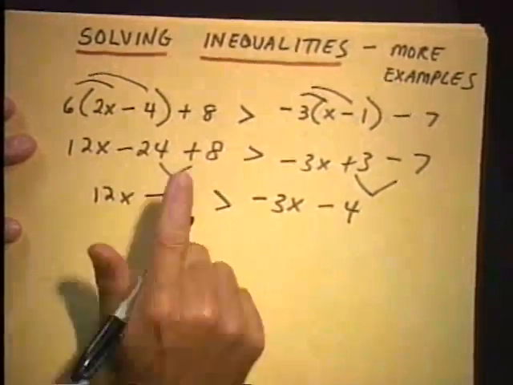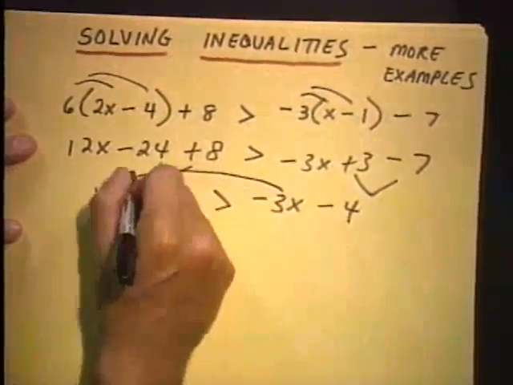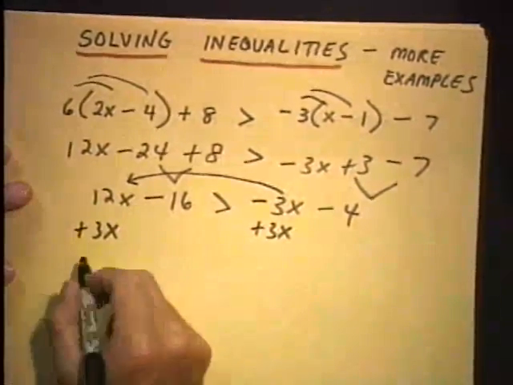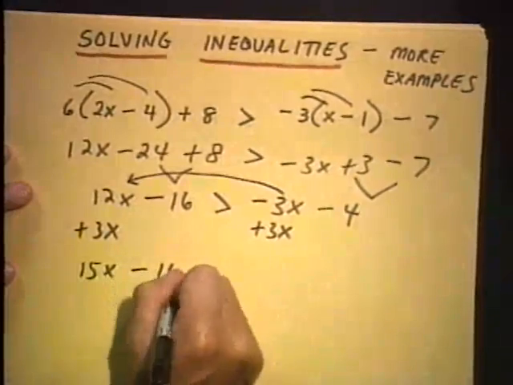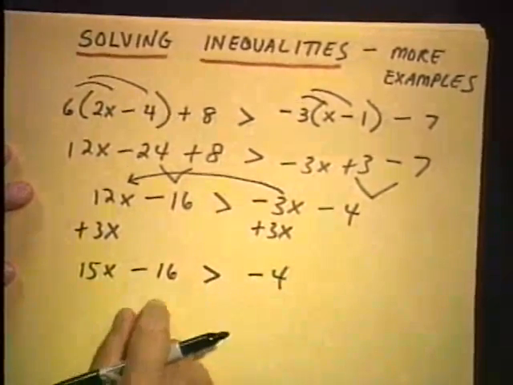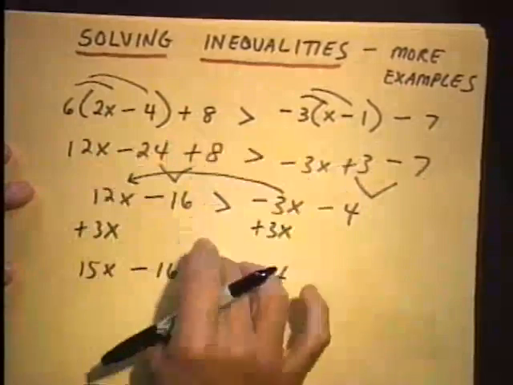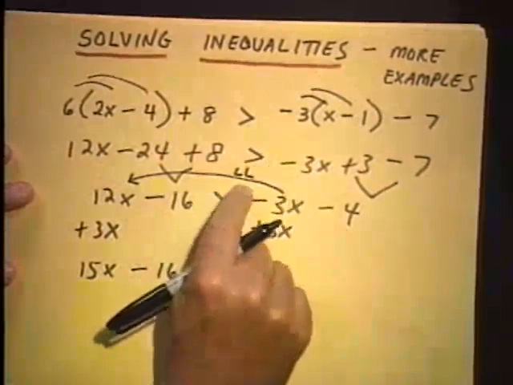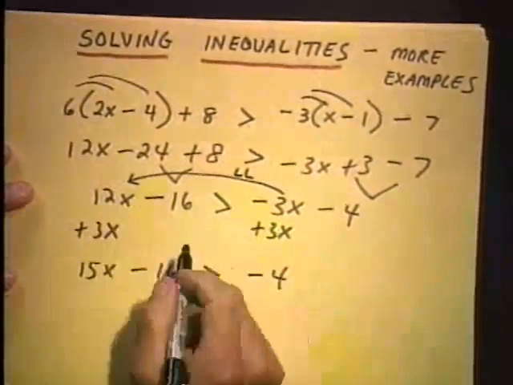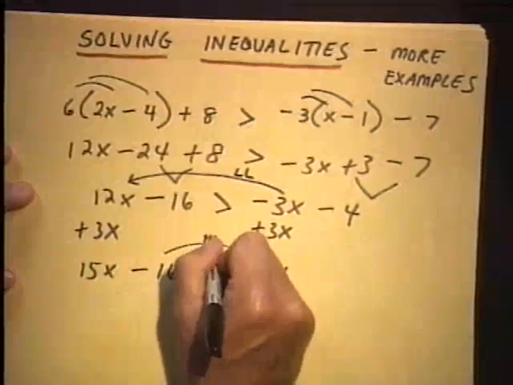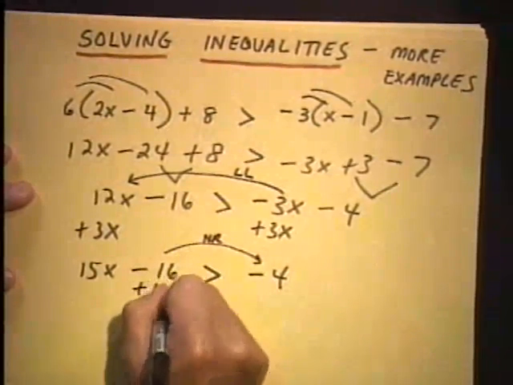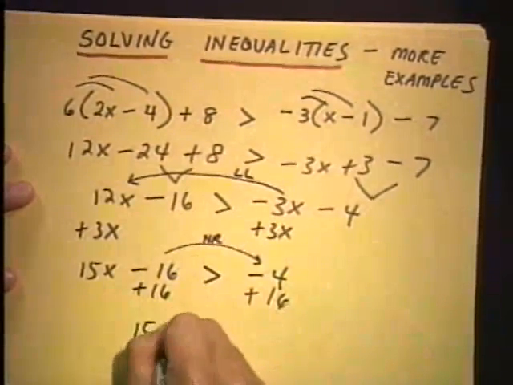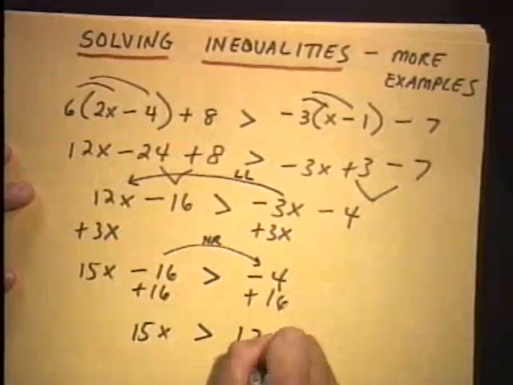Okay, letters on the left, we'll go ahead and bring the negative 3x over by adding 3x to both sides. So that will give us 15x minus 16 is greater than negative 4. So notice I've done nothing thus far to have to change the direction of the inequality. Okay, so I'll put the letters left like I did on previous lessons to show I'm taking the letters to the left. And then the numbers I'm going to take to the right, by adding 16. So again, when we're adding and subtracting, this direction does not change. We get 15x is greater than 12.